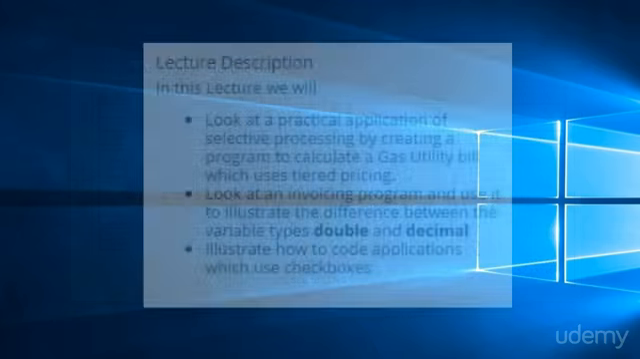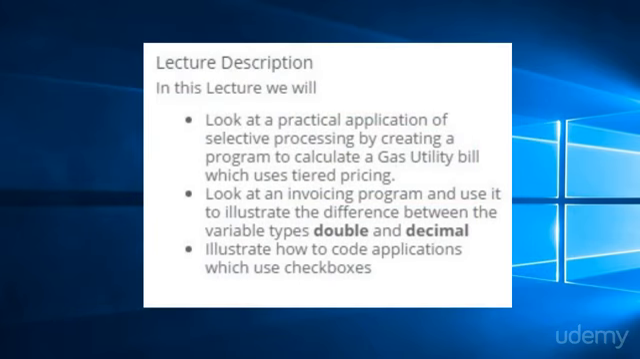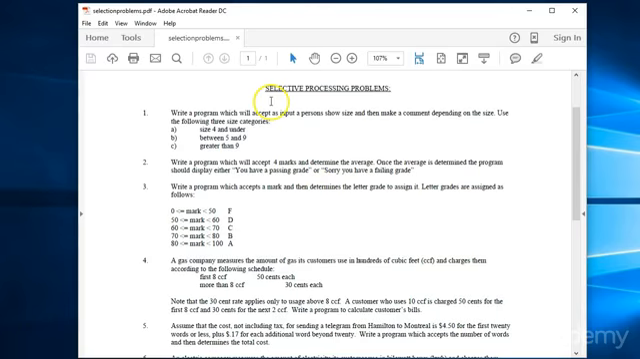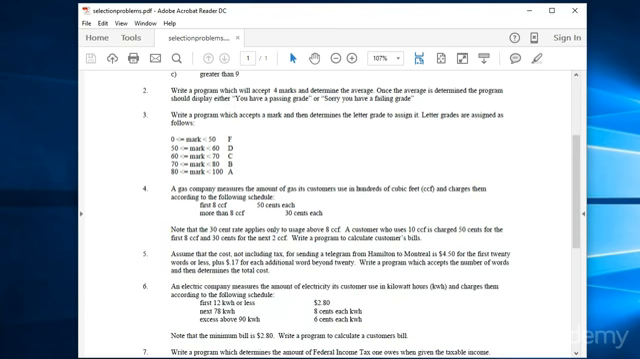In our main example today, we're going to take a look at how a gas company could work out your actual bill. And it involves what's called tiered pricing. Let's take a look at the actual question. If you remember the sheet that I gave you last lecture, we went through question number 2. Let's focus in on number 4.